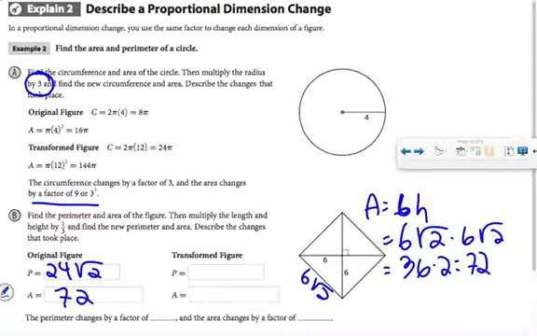And then the transformed figure, if I multiply the height and length by 1/3, what will be the new perimeter and what will be the new area? All right, so remember from the first screen that when we changed all of the dimensions of a figure, the perimeter was just the original perimeter times that scale factor. So my perimeter is going to be 1/3 of 24 radical 2, which is 8 radical 2.